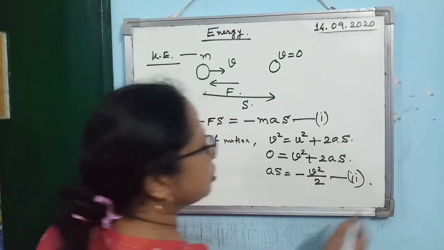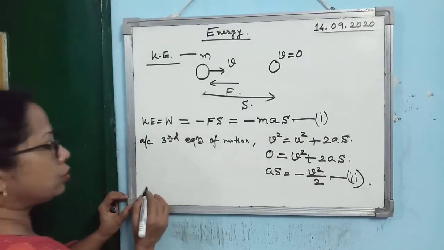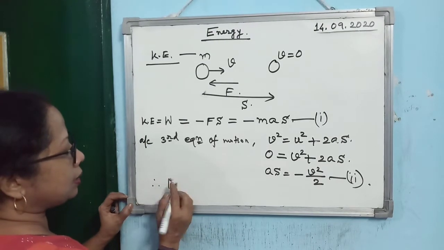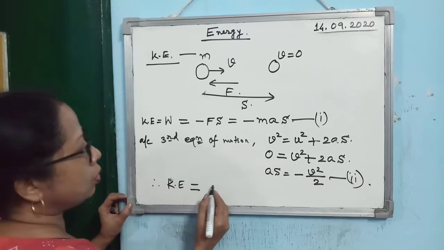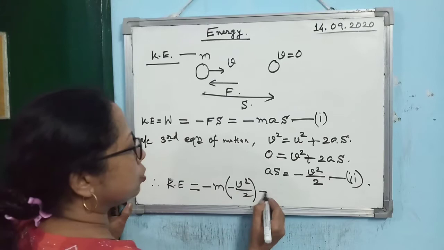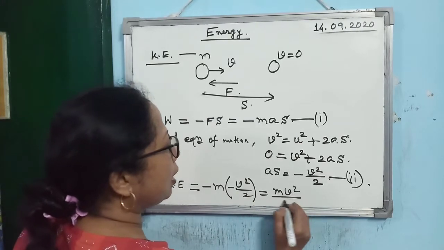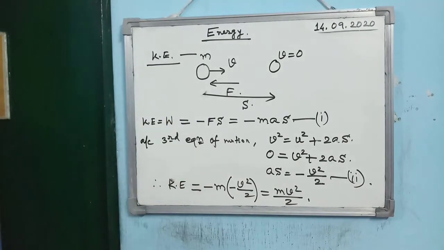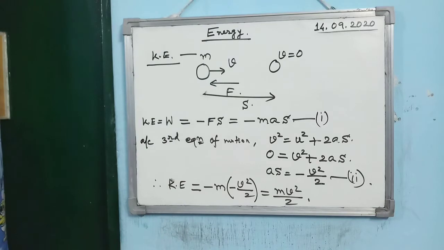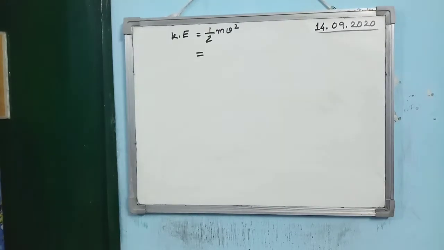This is equation 2. Substitute equation 2 in equation 1. What are you getting? Kinetic energy is equal to minus m into minus v square by 2. So mv square by 2. Is that clear? So that is the expression for kinetic energy. Kinetic energy is given by mv square by 2. This is the relation already you have done in 10th standard. Nothing new.